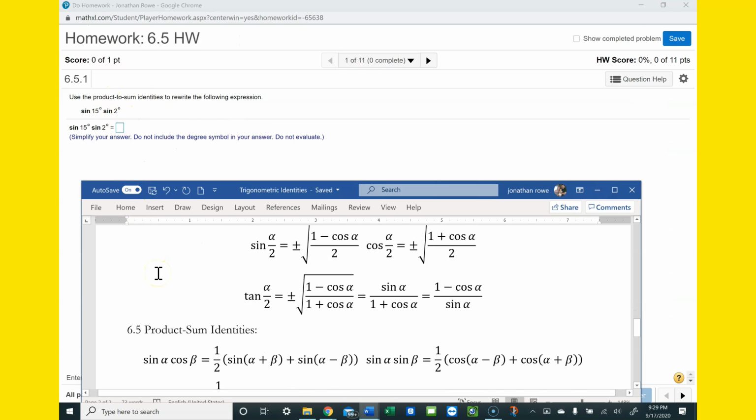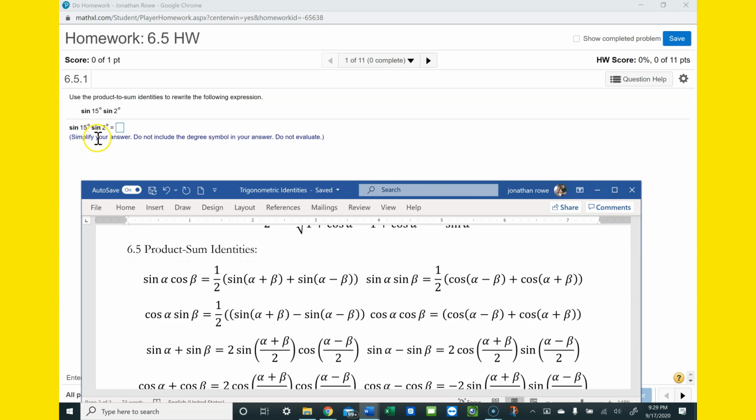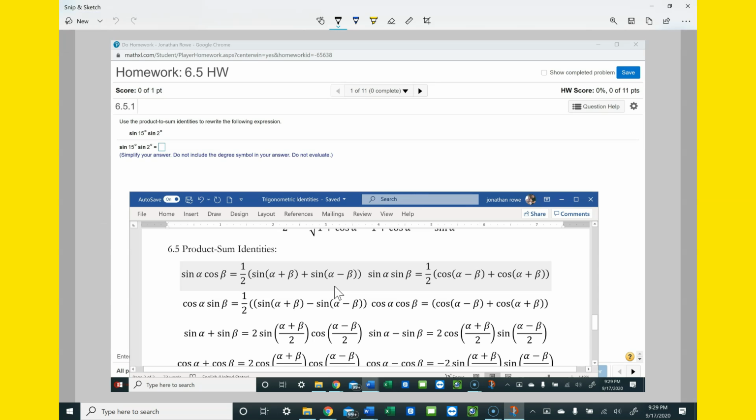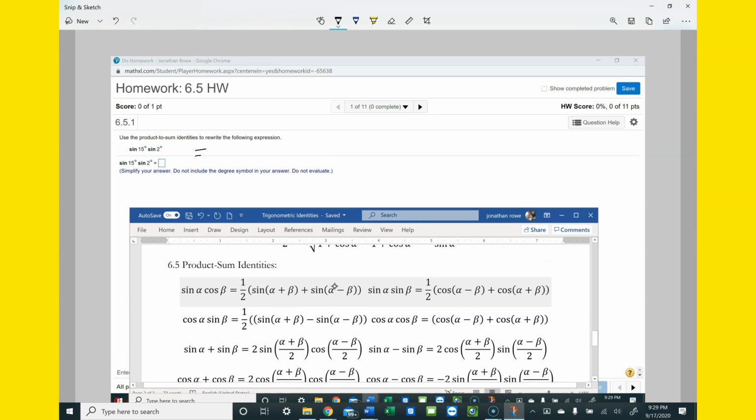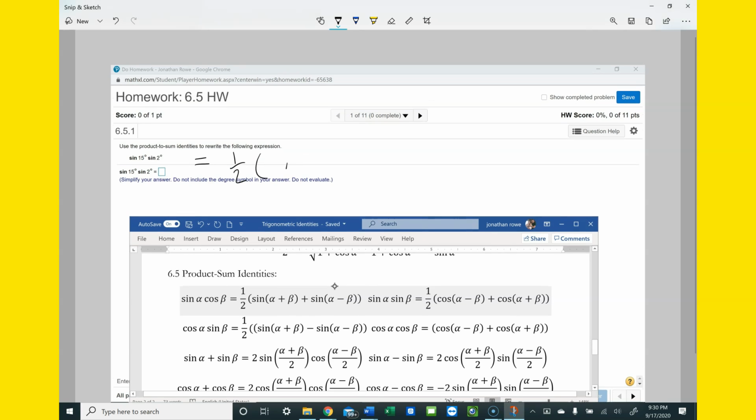All right, on to 6.5. Product to sum identities. Sine alpha cosine beta equals this thing. So let's use that to solve this problem. I think I'm looking at it wrong. Which one works? Sine alpha sine beta. Where's that one? That one's right here.